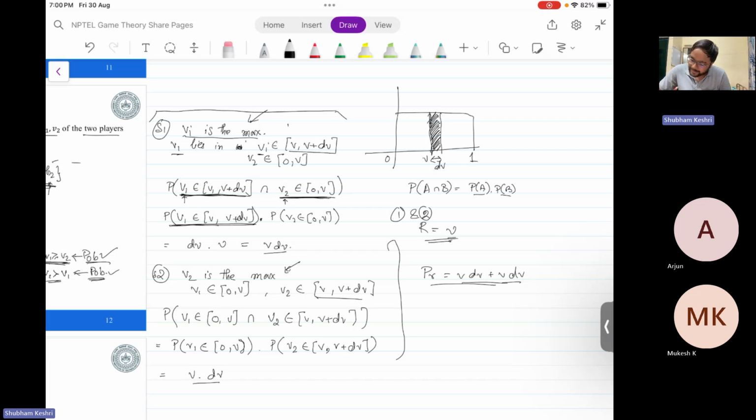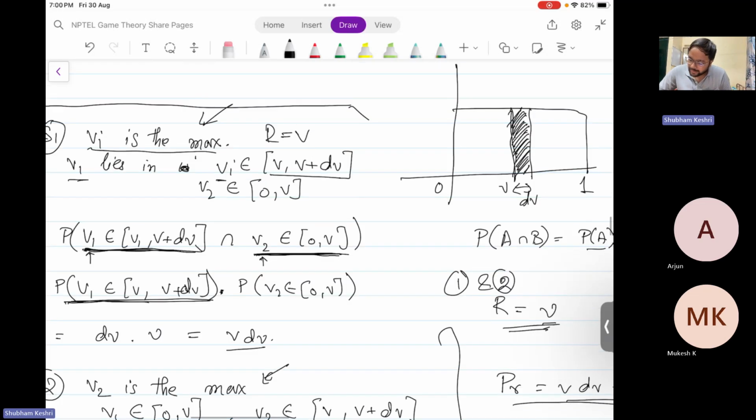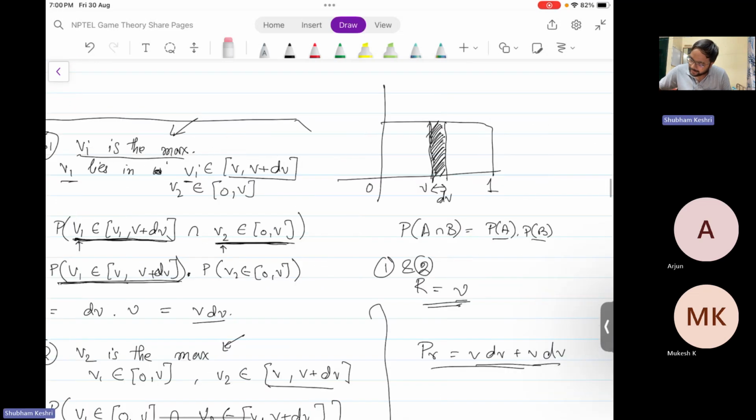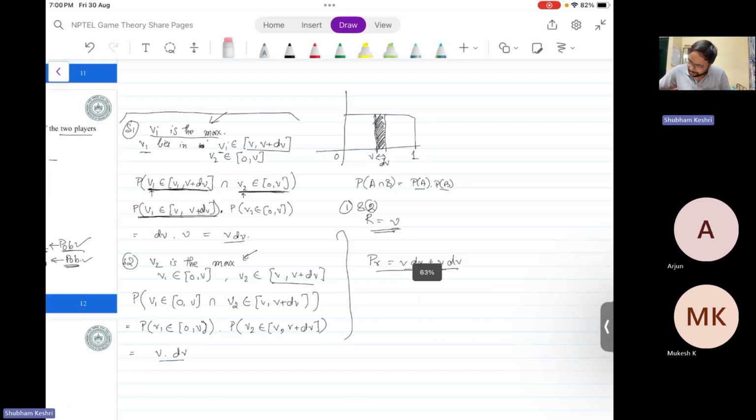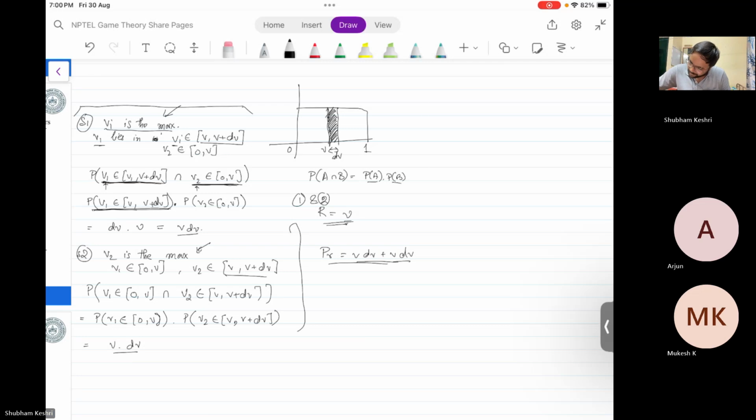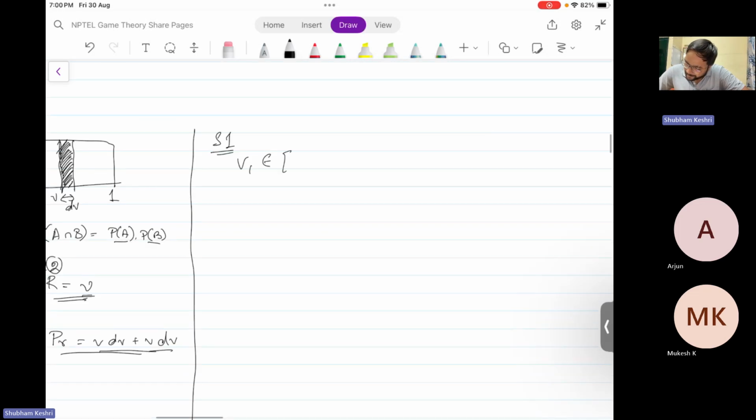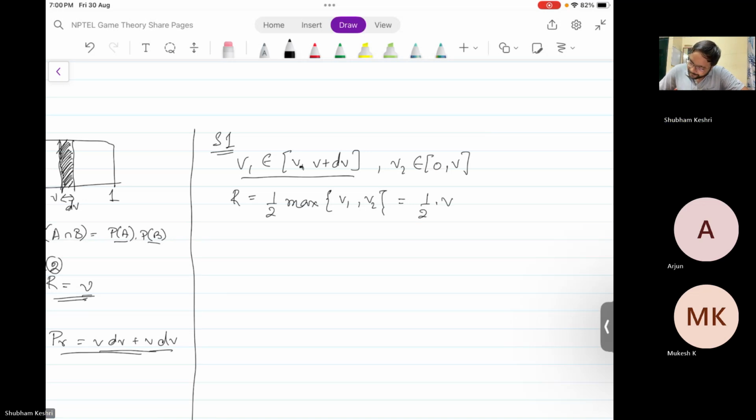So what is the maximum value? The revenue is V for the first case. For the first case, maximum of V1 comma V2. What is the maximum of V1 comma V2? It is better to write it. So for scenario 1, when V1 belongs to V comma V plus DV and V2 belongs to 0 comma V, this is the same scenario. The revenue is given by half times maximum of V1 comma V2. You see V1 is maximum over here, so this will actually become half times V. All right.